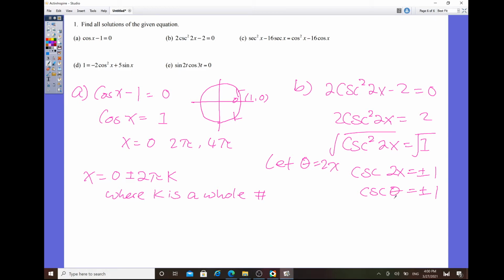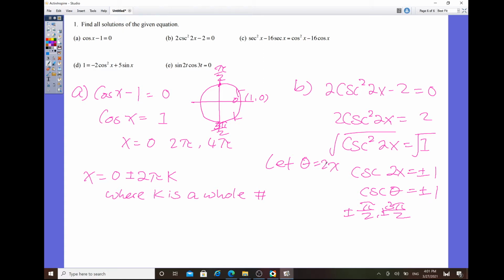So for the first pair of solutions, we have cosecant of theta equals 1. That means sine of theta equals 1 or negative 1. So it's either pi over 2 or 3 pi over 2. And what else could that be? Plus or minus, right? Because we could be going either clockwise or counterclockwise. So that's considered one cycle.